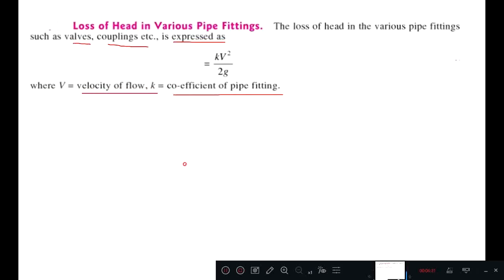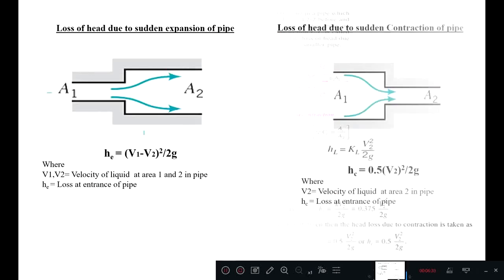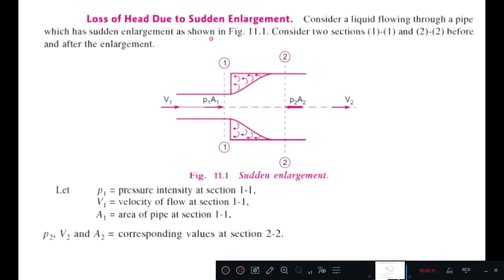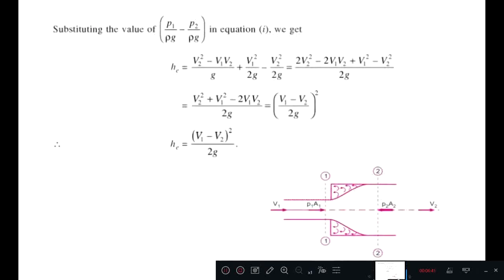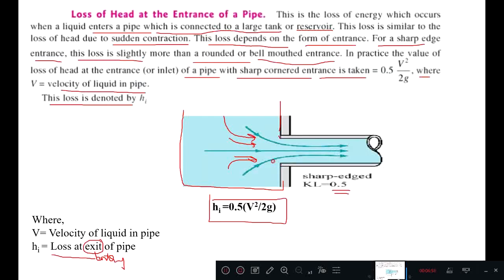I hope you understood these various types of minor energy losses. Out of these minor energy losses, the sudden contraction and sudden expansion losses in pipes are important from the examination point of view. For sudden enlargement, sometimes the equation can be asked for derivation, and even for sudden contraction. For the rest of the losses, you just have to remember the equations whenever we solve numericals. In that case we require all these equations, so you have to remember them. Thank you.